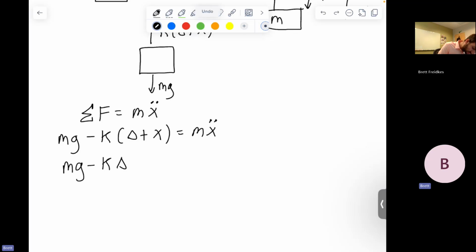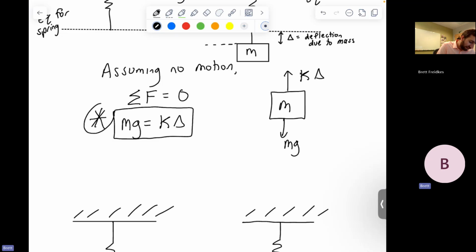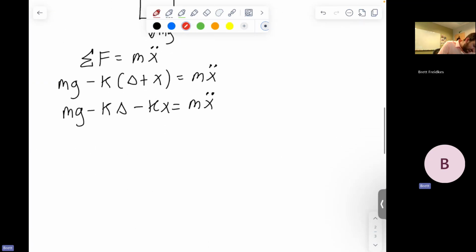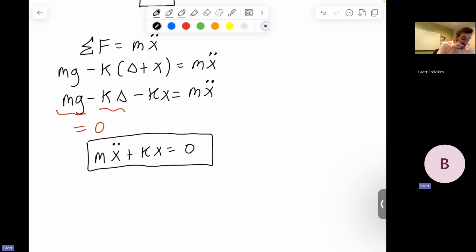And if we do some algebra, we will get the following if I distribute the negative k. Now, earlier, we just showed that mg is equal to k delta. That initial deflection is based on the mass and gravity. So that means that this term and this term, when you subtract them from each other, equals 0. And we end up getting the same differential equation that we already got in class, despite the fact that we included gravity in this example.